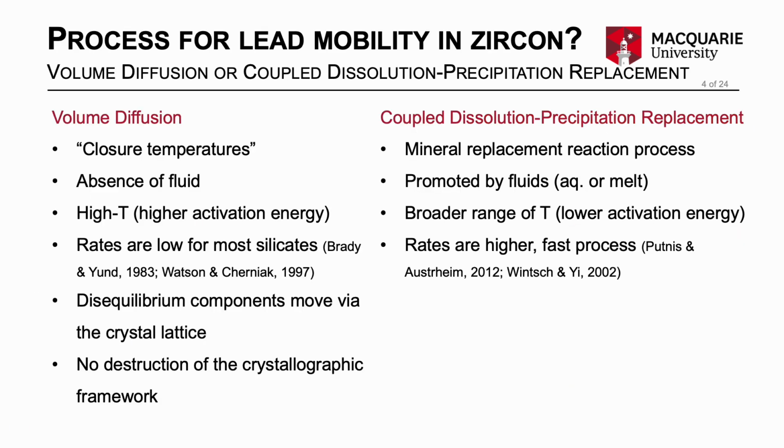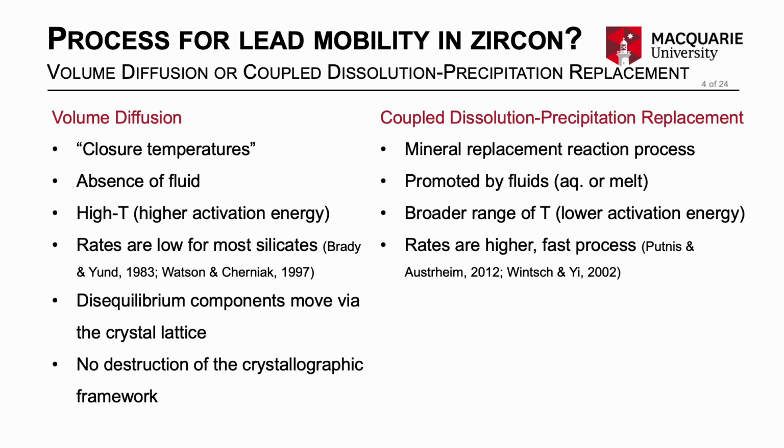The process of CDP replacement needs to be contrasted with volume diffusion, because researchers who use geochronology think about closure temperatures of an isotopic system based on volume diffusion experiments. Volume diffusion happens in the absence of a fluid. It has high activation energies and therefore only happens at high temperatures. The rates are quite low for most silicates and the components move via the crystal lattice, while there's no destruction of the framework.